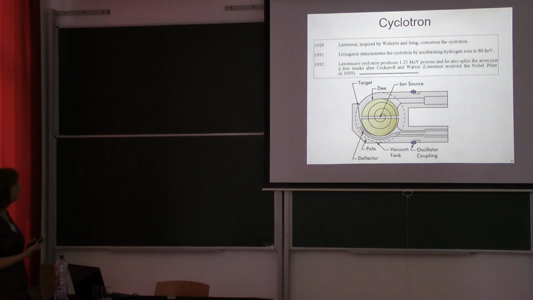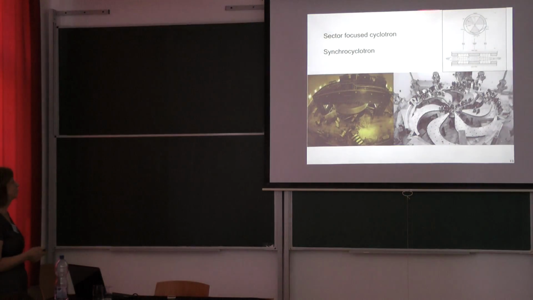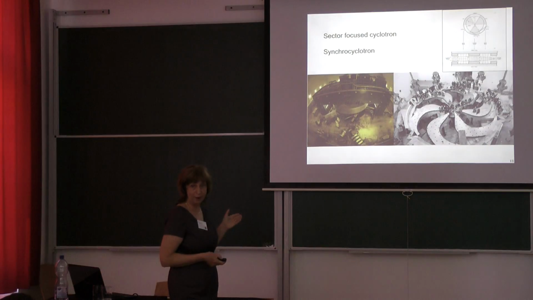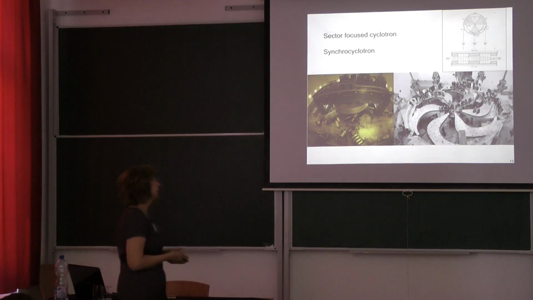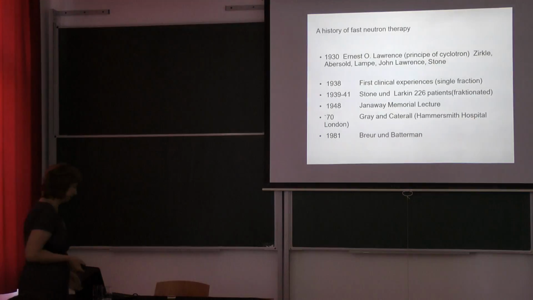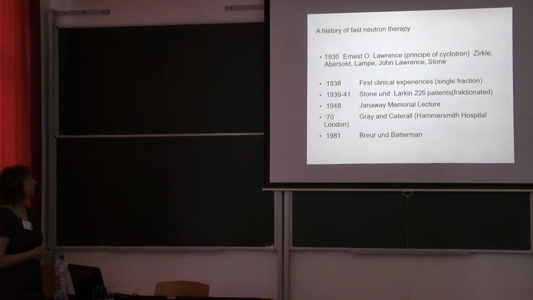The cyclotron idea came already in 1932, and it resulted in a Nobel Prize, and the first cyclotrons were huge machines, and during 5 decades, this therapy was applied in such physical circumstances. There were no hospital-based machines. And in these circumstances, the first clinical experiences were collected, first with single fraction neutron irradiation, then Stone and Larkin irradiated more than 200 patients.